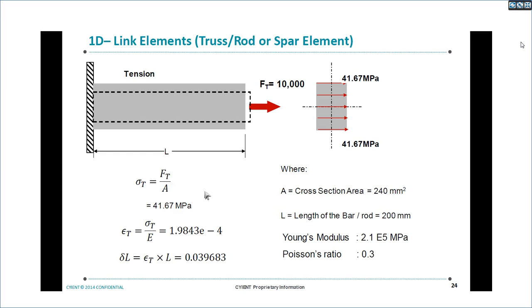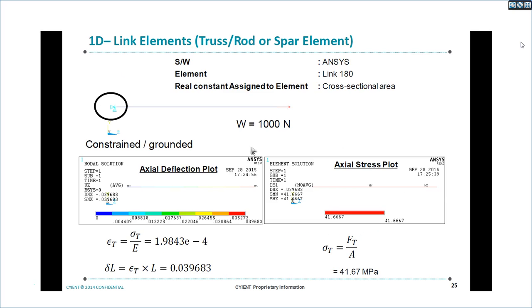So let us take one example. For 1D link, I applied a simple axial force here, 10,000, and you see the results. It is subjected to 10,000. It is having a cross section area of 240 mm square. Length is 200 mm. These are the material properties details. When we try to calculate, we got a tensile stress of 41 MPa. That is uniform throughout the cross section, and this is the deflection we got. Overall elongation.